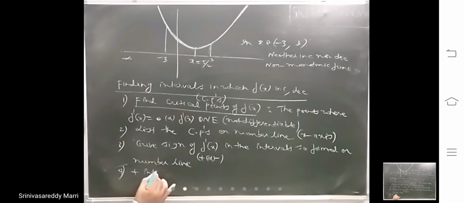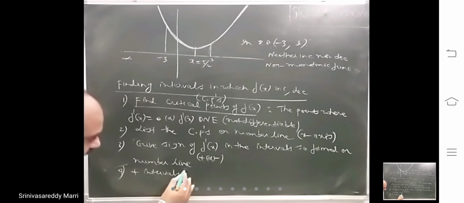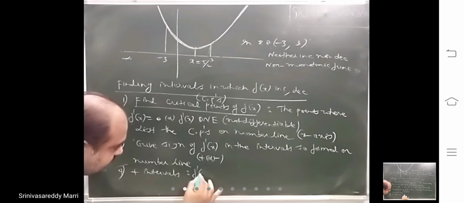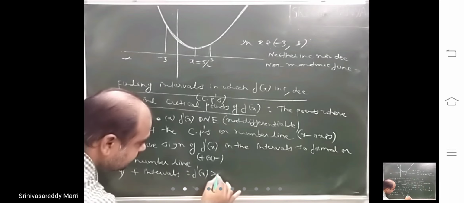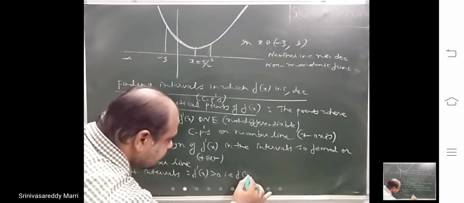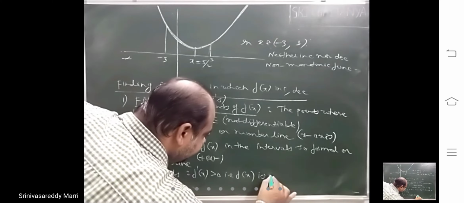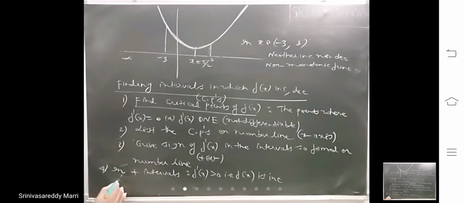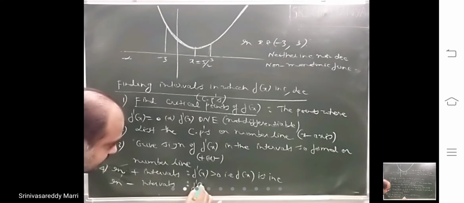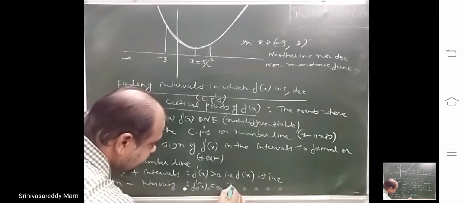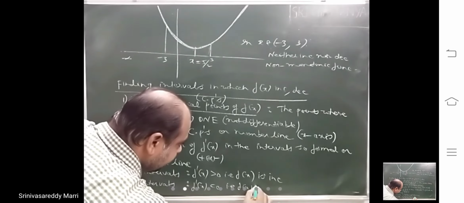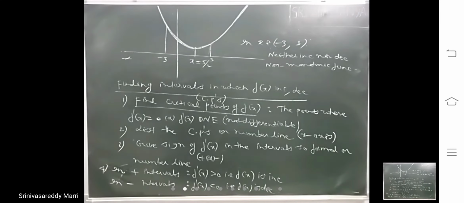In plus intervals, f dash x is greater than 0. That means f of x is increasing. In minus intervals, f dash x is less than 0. That is, f of x is decreasing.